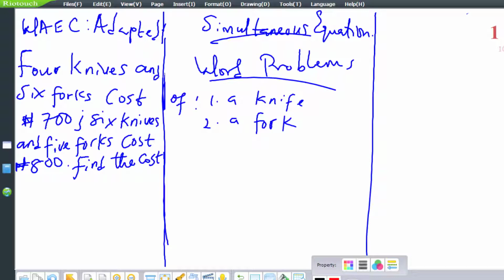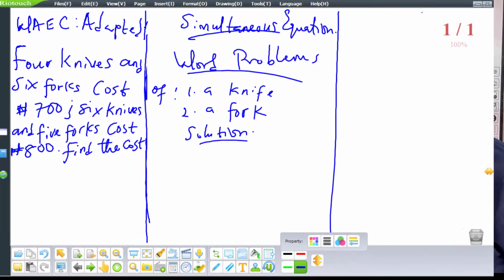So how do we solve this? Very simple, and there's nothing technical there. All you need is to read and then interpret accordingly. So we say solution. Now we attach variables to the word problem, so we'll be able to construct an equation to that effect.